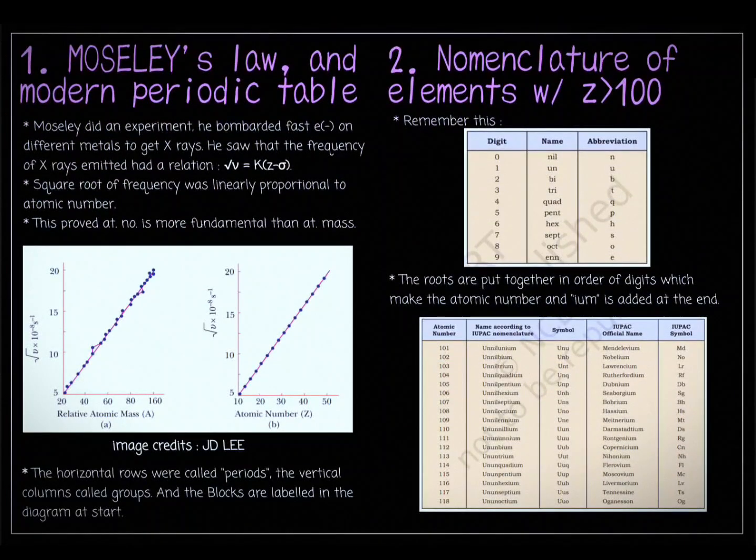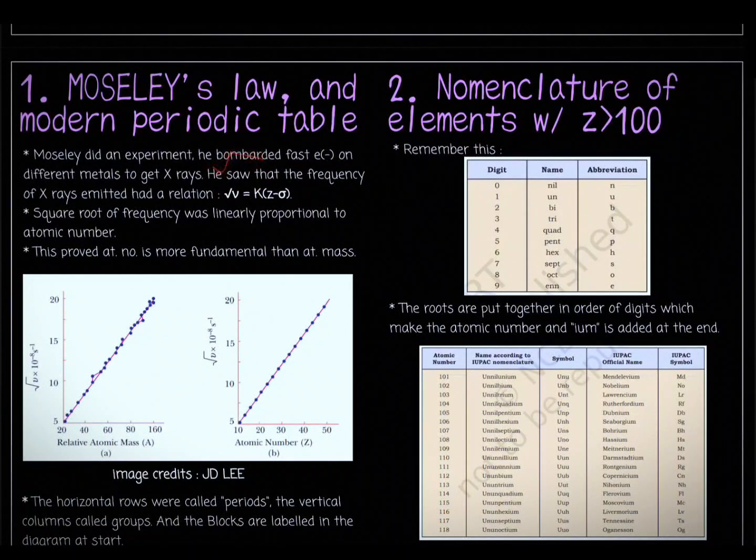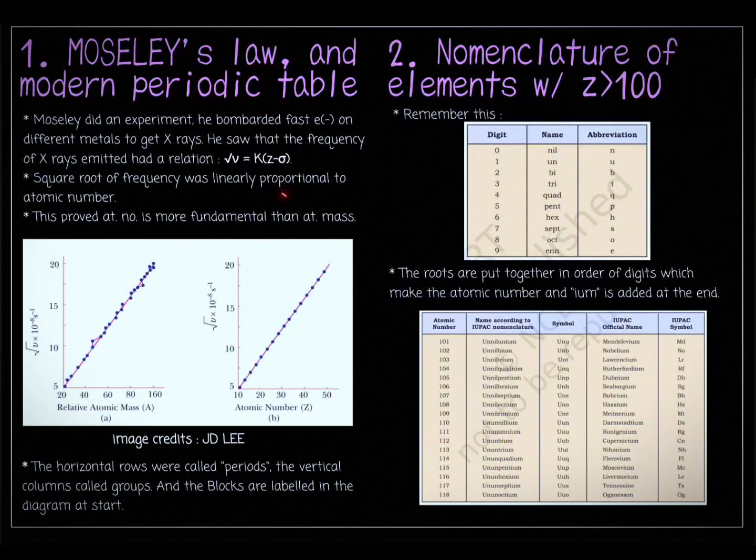So let's first start with Moseley's law and the modern periodic table. Basically, what happened, Moseley did an experiment and he threw fast electrons on different metals to get X-rays. And he noticed that the frequency of X-rays emitted held a relation with the atomic number of the metal he bombarded, which was the square root of frequency equal to a positive constant into Z minus the screening constant. We will see this later. And square root of frequency was linearly proportional to atomic number, and this proved that atomic number is a more fundamental property than atomic mass.